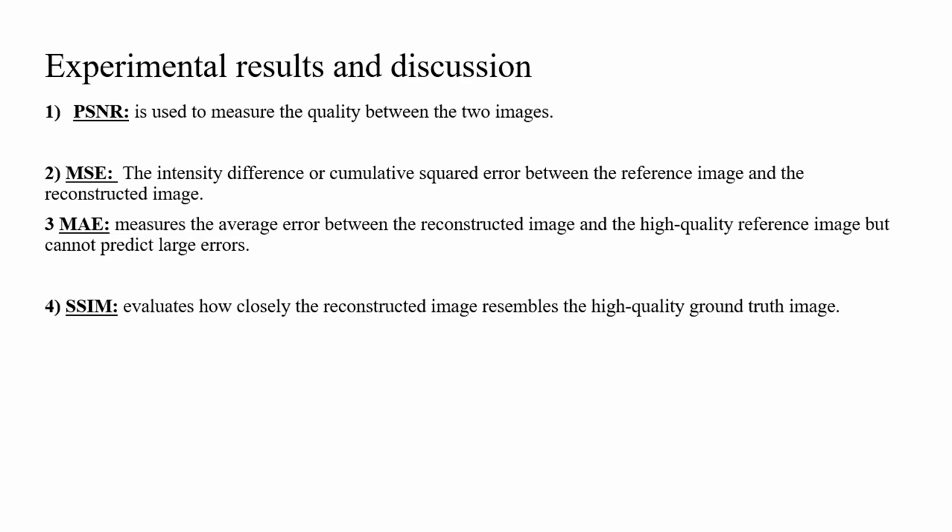Next comes MSE, which means mean squared error. MSE is the intensity difference, or we can say cumulative squared error, between the reference image and the reconstructed image. The intensity difference here is the difference in the pixel values between the reference and the reconstructed image. The lower the MSE, the better the image quality. Next comes MAE, which means mean absolute error. It measures the average error between the reconstructed image and the high quality reference image, but cannot predict large errors. The lower the MAE, the better the image quality.